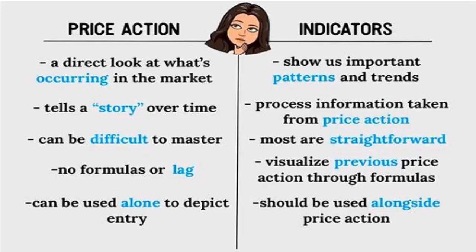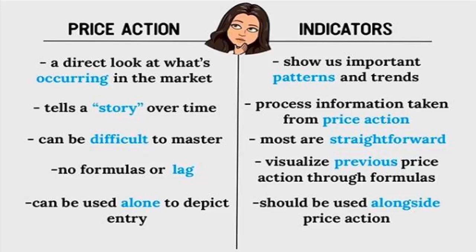Price action trading and trading with indicators are two distinct approaches to analyzing financial markets. Here are the key differences between the two. Focus. Price action trading focuses solely on analyzing the price movement and patterns displayed on price charts. Traders who use price action rely on observing the actual price levels, candlestick formations, and chart patterns to make trading decisions. They believe that all relevant information is already reflected in the price itself.